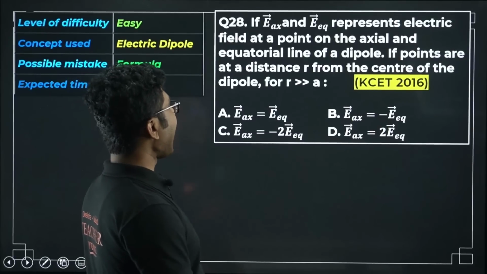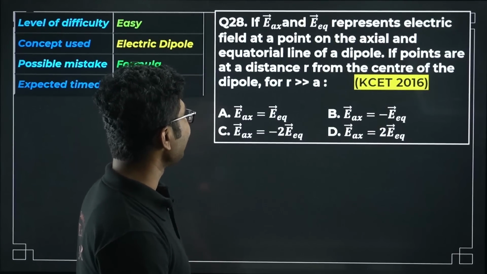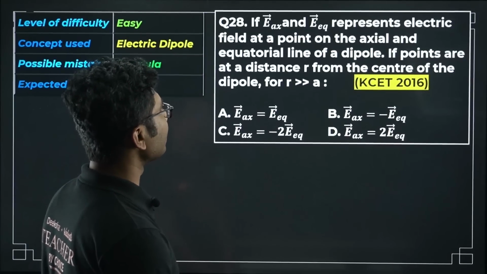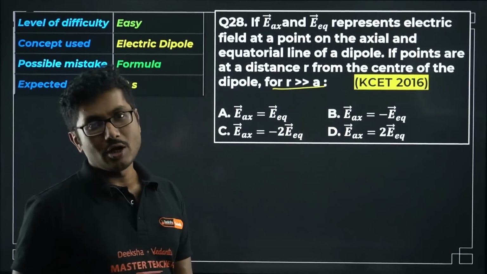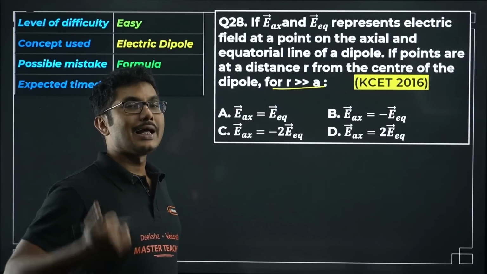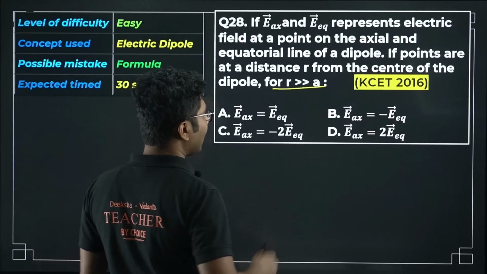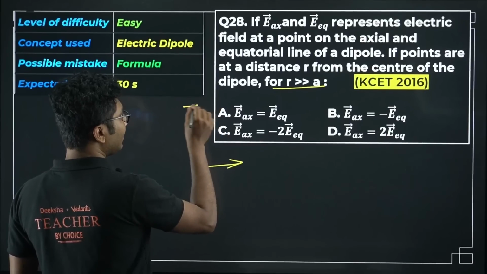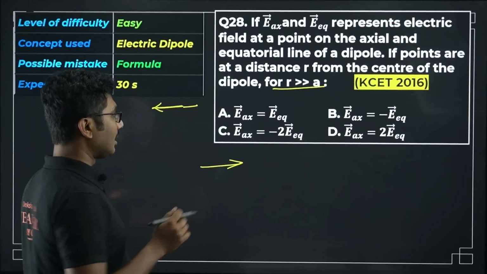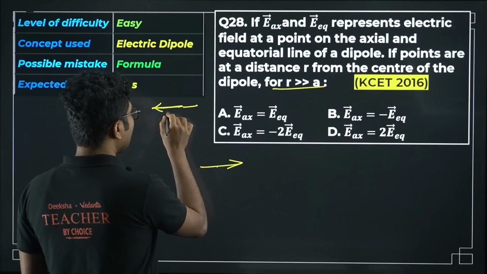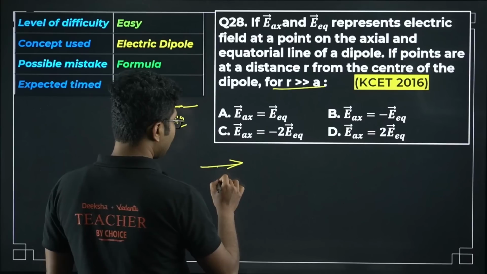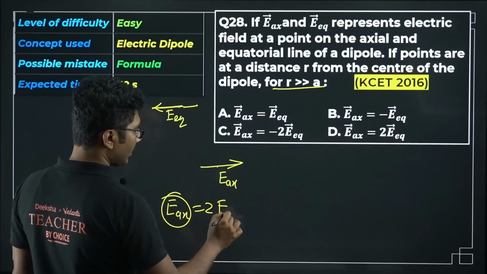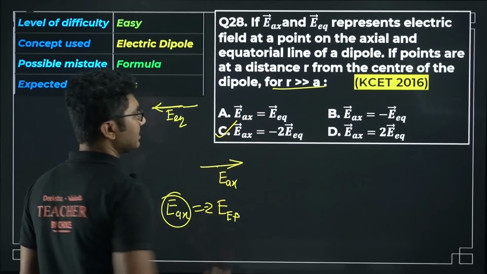Next question. If E axial and E equatorial represent the electric field at the point on the axial and equatorial line of the dipole, if the points are at a distance r from the center of the dipole for r greater than a, we know that the axial electric field is stronger and it is twice that of the equatorial plane. Not only that, it is obviously in the opposite direction. So the electric field on the axial is positive, and the electric field on the equatorial plane is in the opposite direction. So basically this is twice as strong as that. If this is E equatorial and this is E axial, then E axial is basically twice that of E equatorial. So this is stronger, and also this has a negative sign. So the correct answer is option C here.